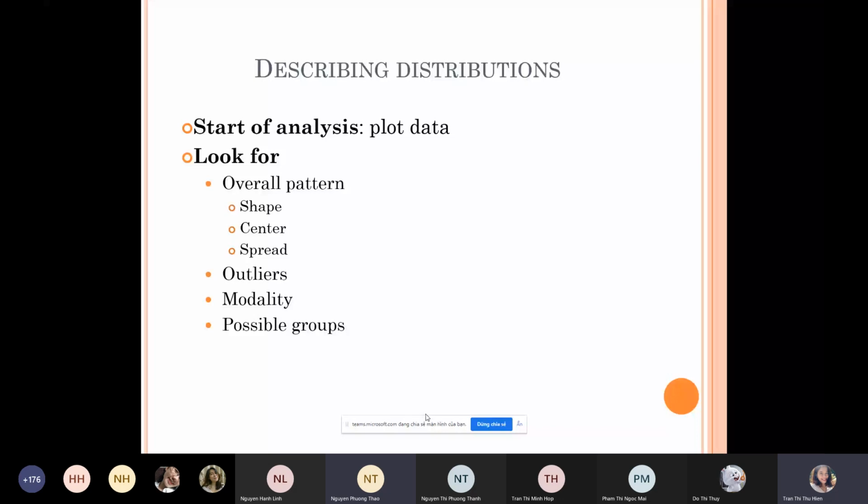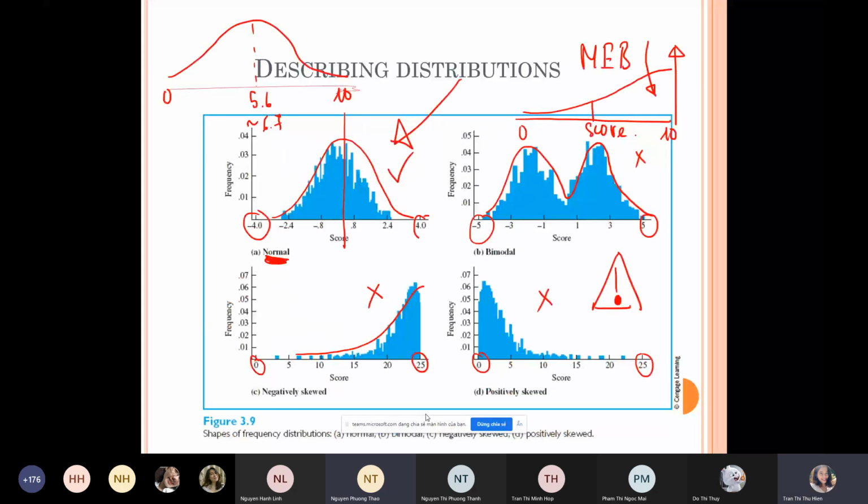Describing distribution plots: look for the overall pattern, shape, center, spread, outliers, modality, and possible groups. When you look at the distribution, you can see that the range for the whole population is from minus 2.4 to 2.4, and maybe this point is an outlier.